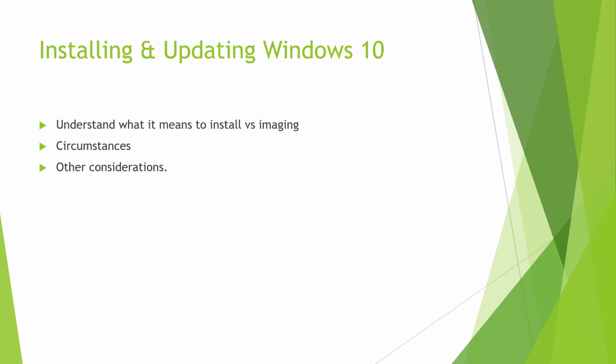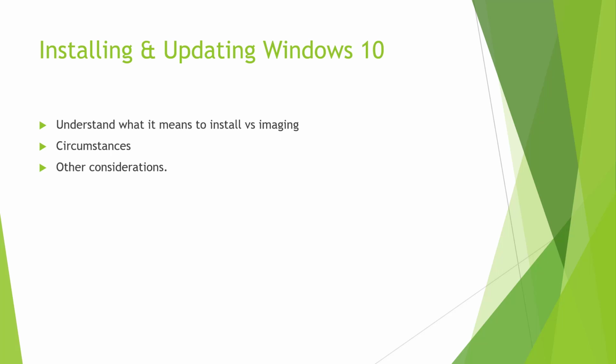So first of all, in this module, we're going to be talking about how to install, how to upgrade Windows 10 more specifically. But we need to understand, what does it mean when we say install? What does it mean versus imaging? What does it mean to say upgrade? We have to understand that when we're doing an installation, there's multiple paths. It's based off the circumstances.